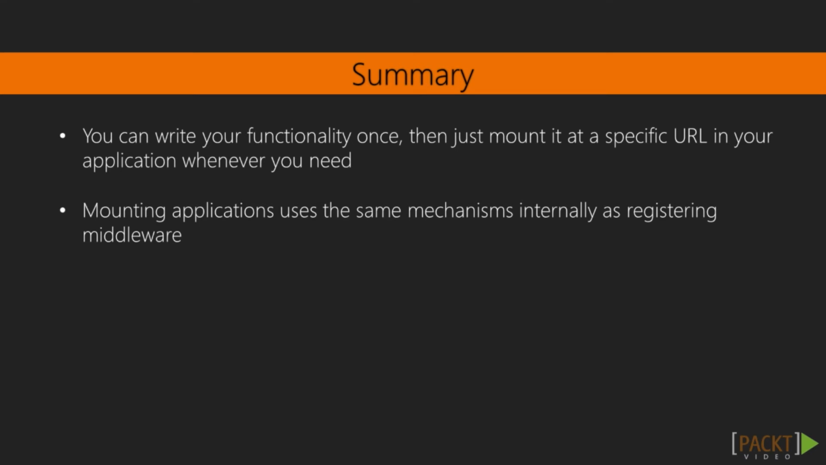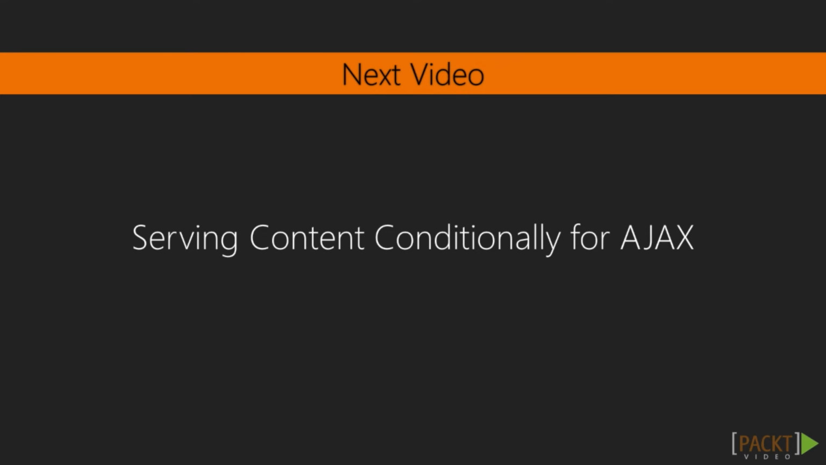You can write your functionality once and then just mount it at a specific URL in your application whenever you need it. Imagine that you have a user management system that handles registration, logging in, and profile management. Instead of writing this for every project you build, you could just write it once and then mount it as a sub-application in your projects. In the next video, we'll take a look at how we can inspect request headers and return data in the correct format for AJAX requests.